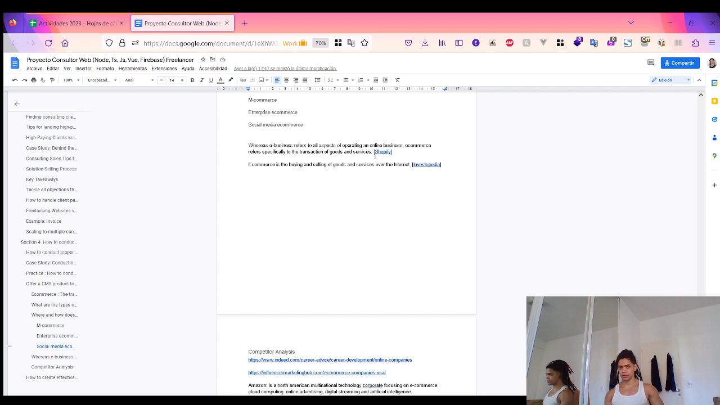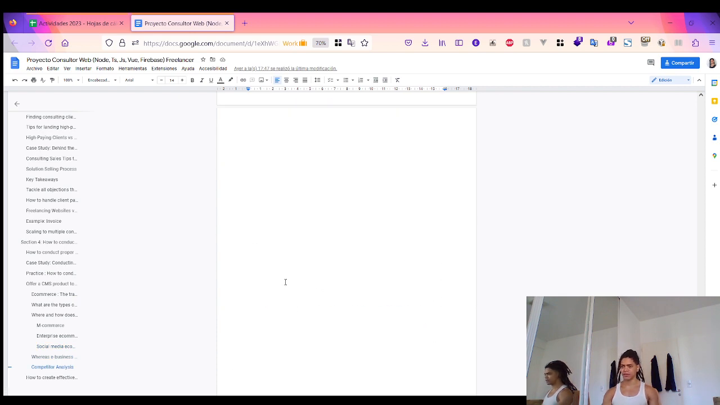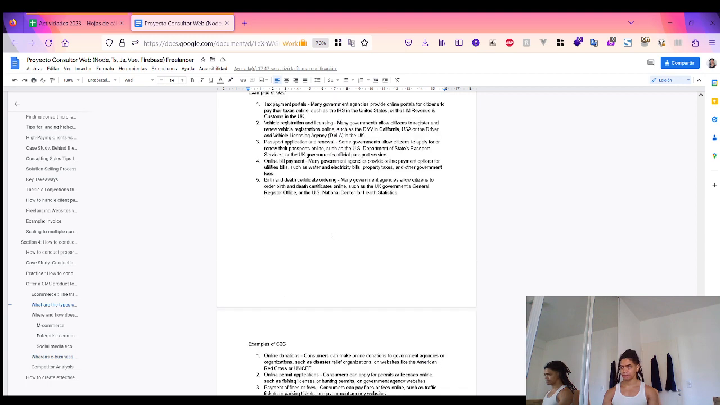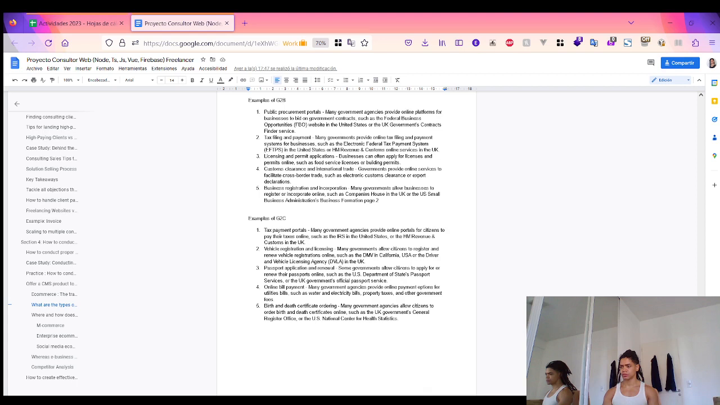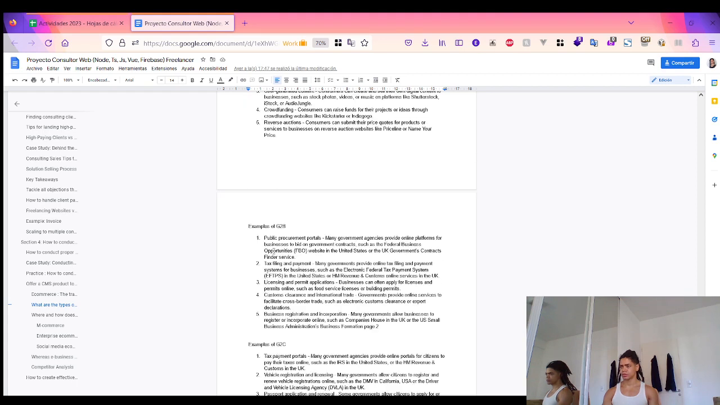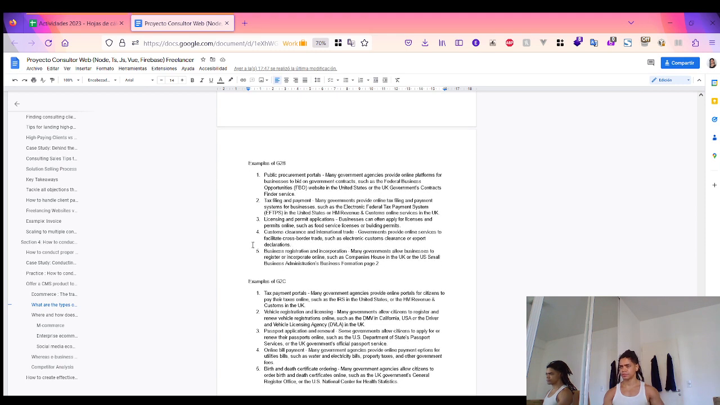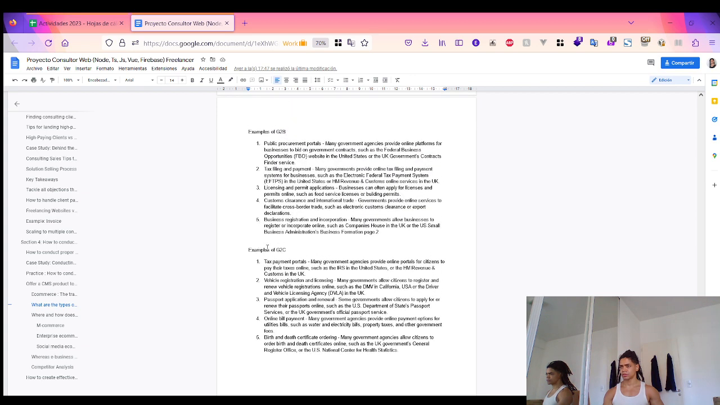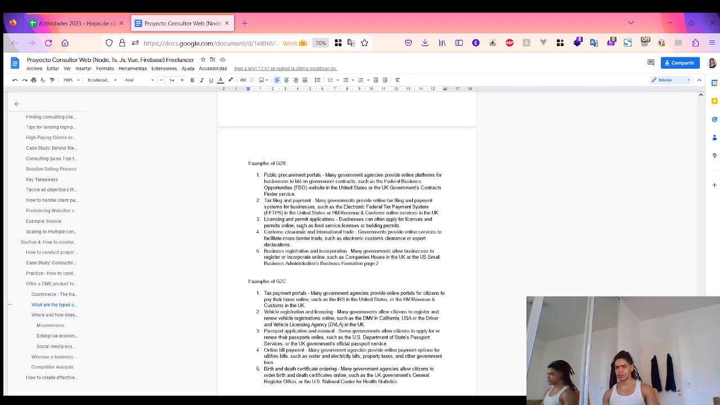For the UK it is the UK government Contracts Finder service. And again, with public procurement, government agencies provide an online platform for businesses to bid on government contracts.